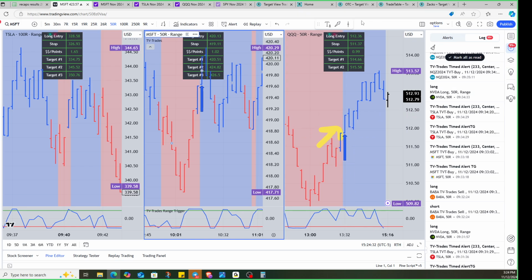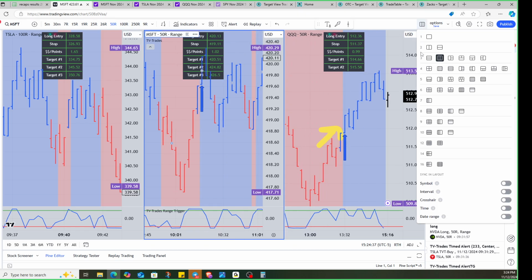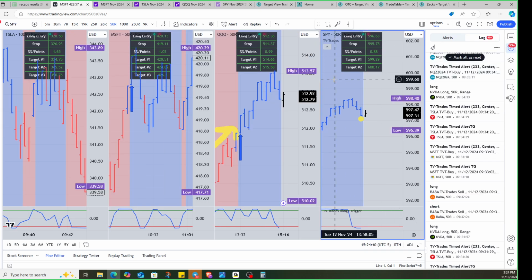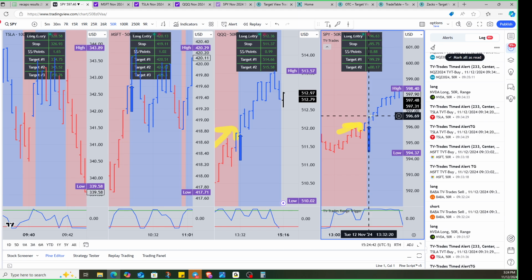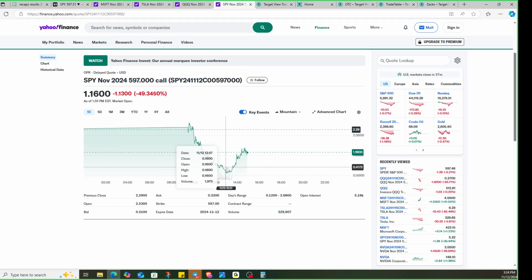The SPY did even better. The SPY was the next one. If we go one more out, you'll see the SPY was right here, and that triggered about the same time as the QQQ. If you look at the SPY options, when they triggered, they were down here at 15.8 cents, right here at 1:30. Let's say 17 cents, and they ran all the way up to $1.38 in that time.